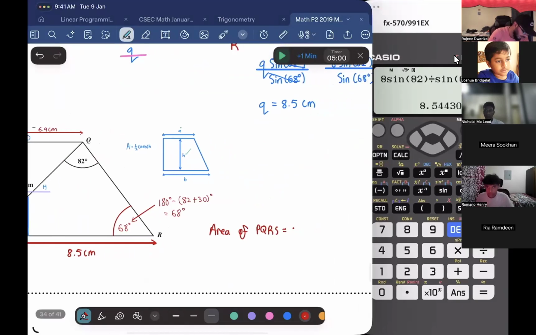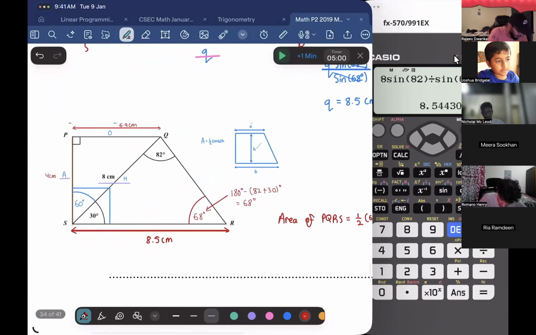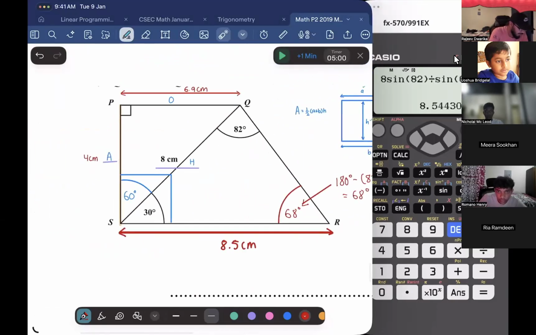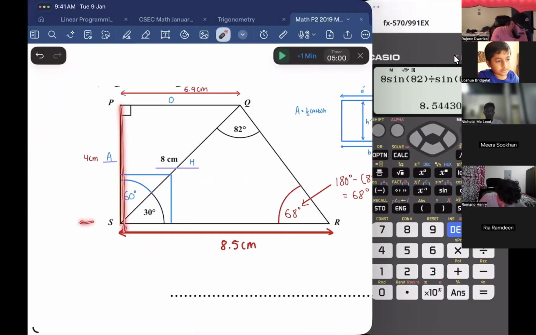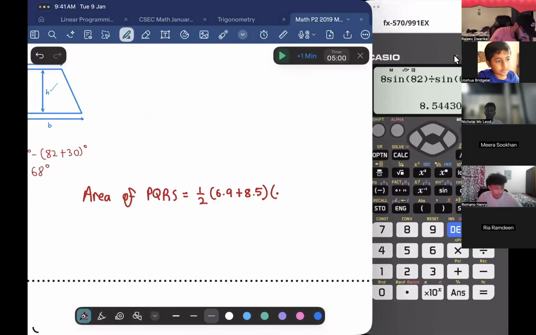Exactly. So that's going to be a half, right? The parallel lengths are 6.9 and 8.5. And I'm going to multiply that by the perpendicular height to the base, which is a fancy way of saying this four. Why do I say perpendicular? Well, it's at a right angle to the 8.5. So that's why I say perpendicular. So it's going to be by 4. Plug this into your calculator and let me know what you're getting. I got 30.8, sir, centimeters squared.